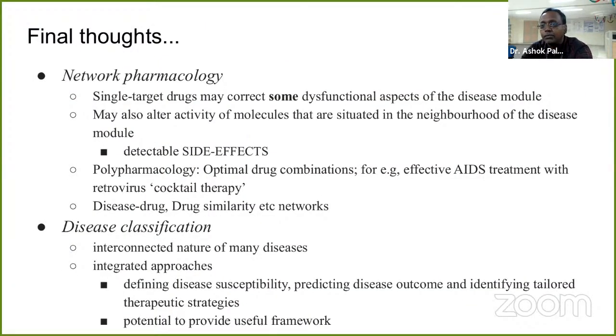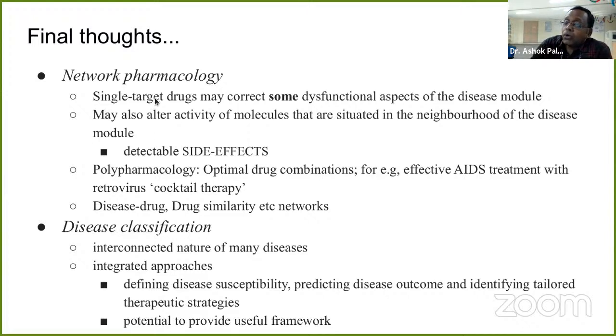One is with respect to the network pharmacology that we just saw. Single target drugs will only correct some dysfunctional aspects of the disease module. A mutation in one protein can affect the disease module, and a mutation in another protein can also affect the disease module in the same way. If we are treating the mutation in only one of the proteins, then the other protein, if it's mutated, is untreated, isn't it? So single target drugs may correct some aspects, but not all aspects. Clearly, what we need is polypharmacology.